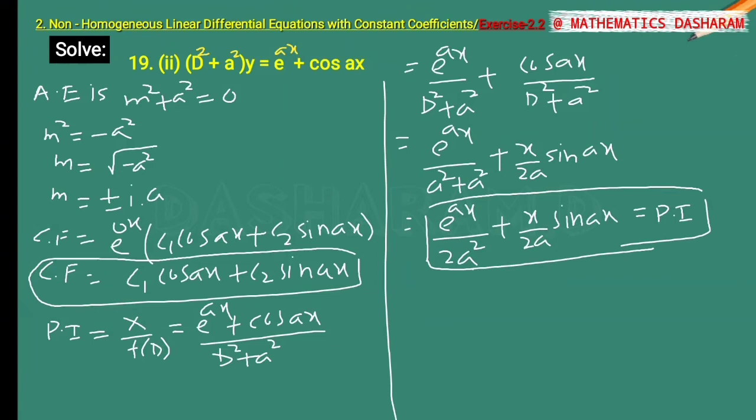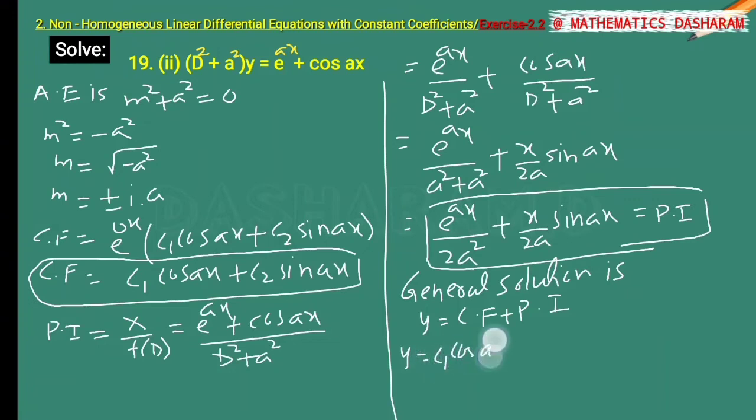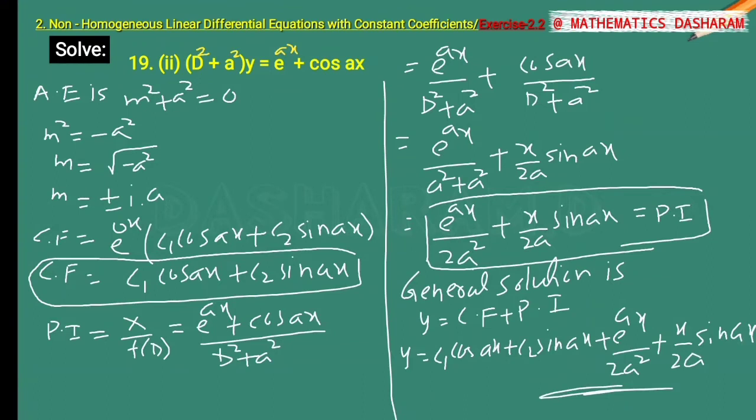Now the general solution is y equals to complementary function plus particular integral. So y equals to c1 into cos ax plus c2 into sin ax plus e to the power of ax by 2a square plus x by 2a into sin ax is our required answer.